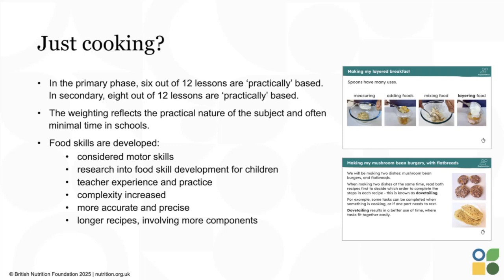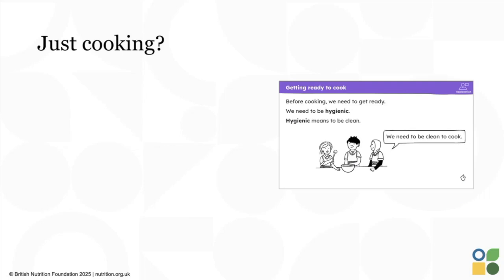And then ultimately we've got longer recipes involving more components, which we need the pupils to start thinking about dovetailing perhaps. And there's an example on the screen here, which is mushroom and bean burgers with flatbreads. So that's 2 recipes within the 1 lesson. So hopefully you'll see there's quite a lot of progression with that.